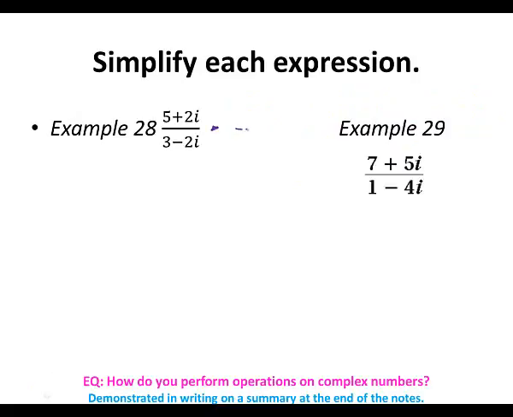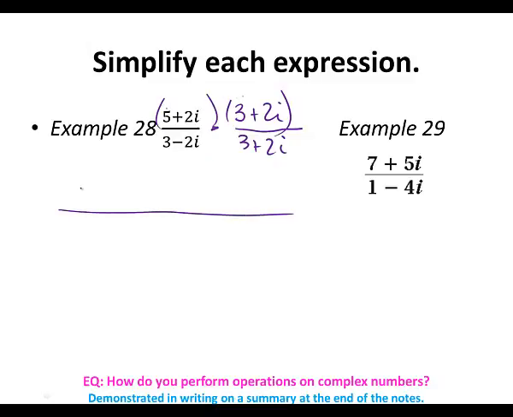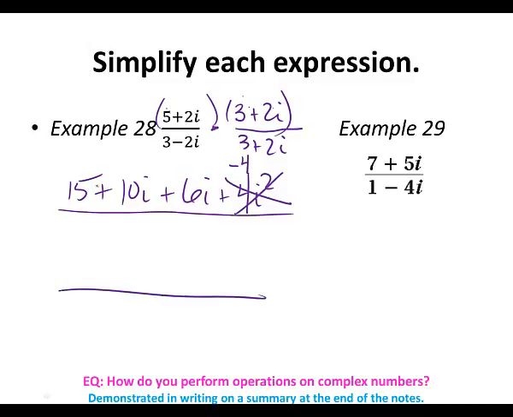All right, let's talk about 28. So I'm going to multiply by the conjugate of the denominator. What's the conjugate of the denominator? 3 plus 2i. Okay. On the top, I need to FOIL. So I'm going to FOIL the top. So what's 5 times 3? 15. 5 times 2i. 10i. Good. 2i times 3. 6i. 2i times 2i is 4i squared, better known as negative 4. Swap the sign. Leave space for the denominator, and let's finish the top.